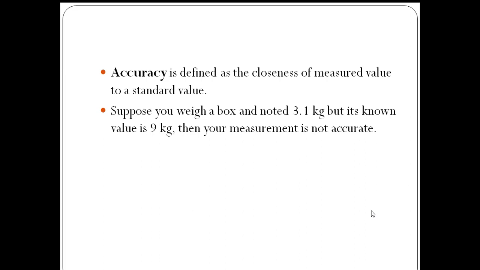Let us take an example. If we weigh a box and note the weight of the box as 3.1 kgs, but the true value of the box is 9 kgs, then our measurement is not accurate. Suppose we got around 8.9 kgs or 9 kgs or 9.1, then the reading is accurate. Like that, we will tell whether the machine is accurate or not.